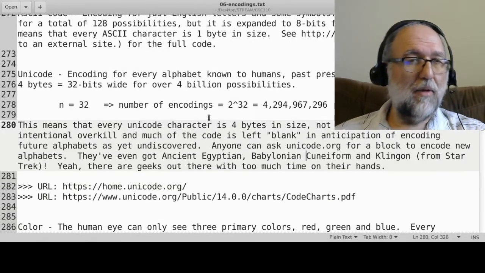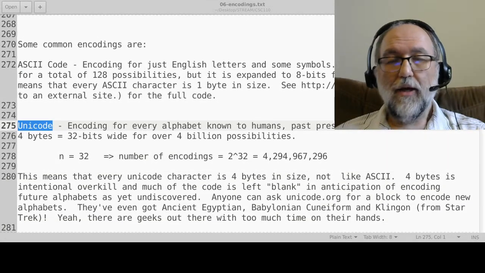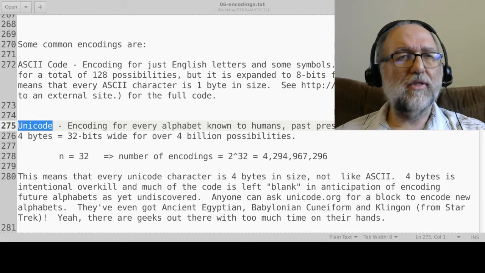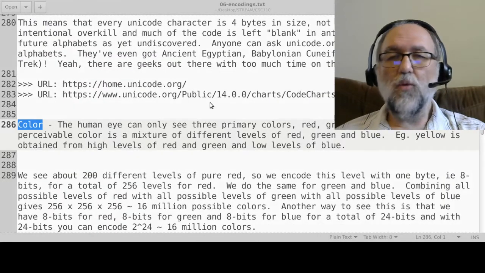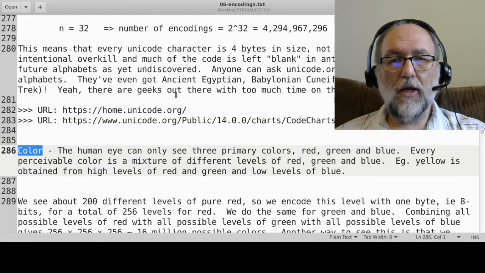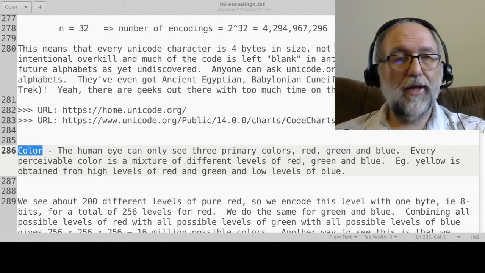All right, let's get to something more interesting, because both ASCII and Unicode are about writing. But let's go to something even more interesting. Like, how about color? You say, how in the world can you encode color? And it can be done. So how is color encoded?